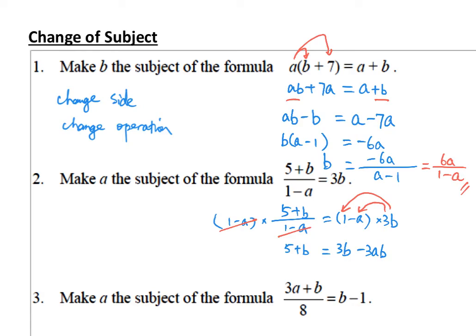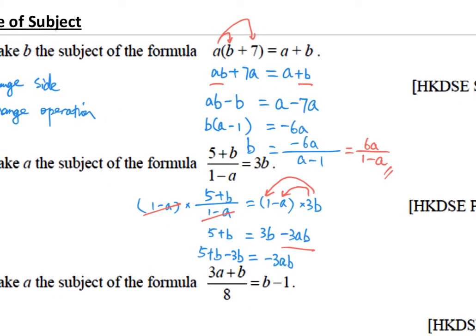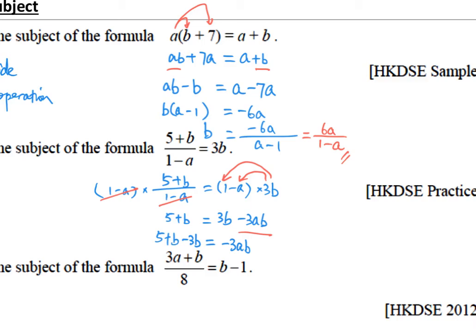So, how many terms including the subject? Only one term, right? So, only this term. Yeah. So, you can keep this term on the right hand side, move the other term to the left hand side. So, 5 plus b minus 3b. Yeah, change side, change operation, become minus 3b and negative 3ab on the right hand side. Okay, now 1b minus 3b.